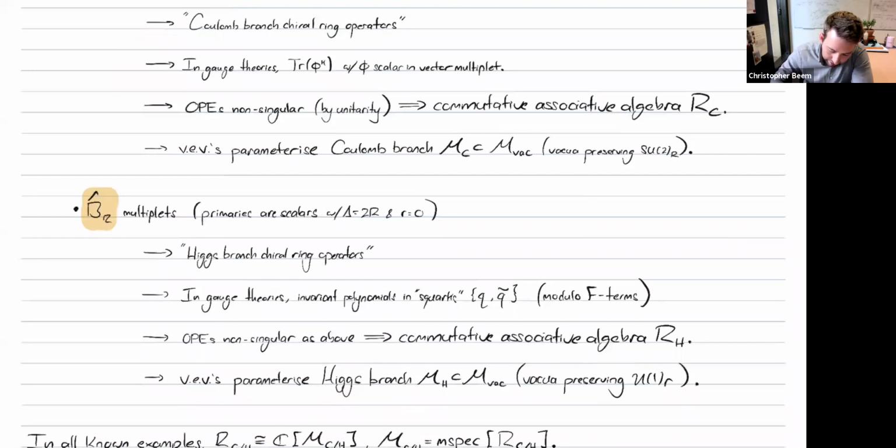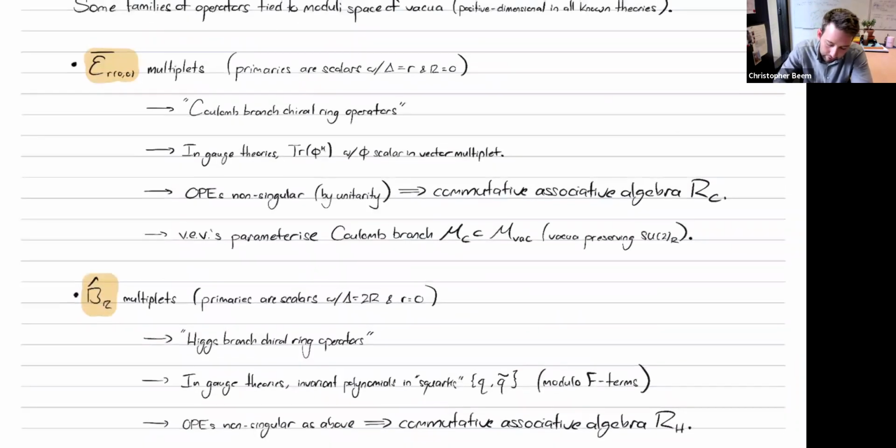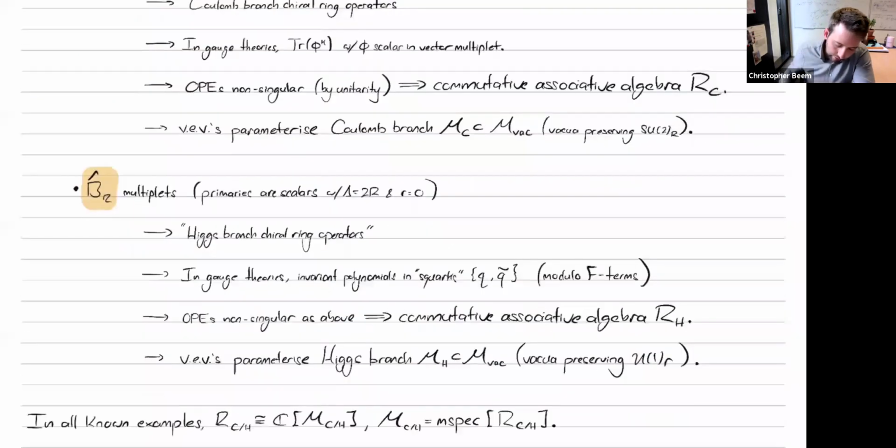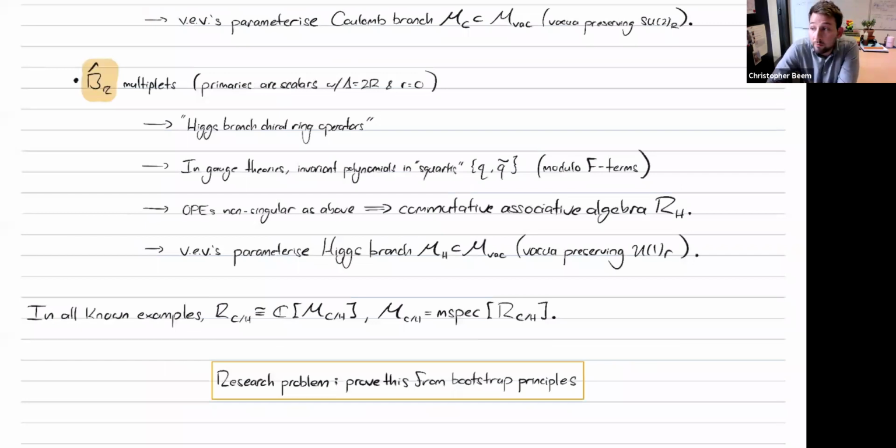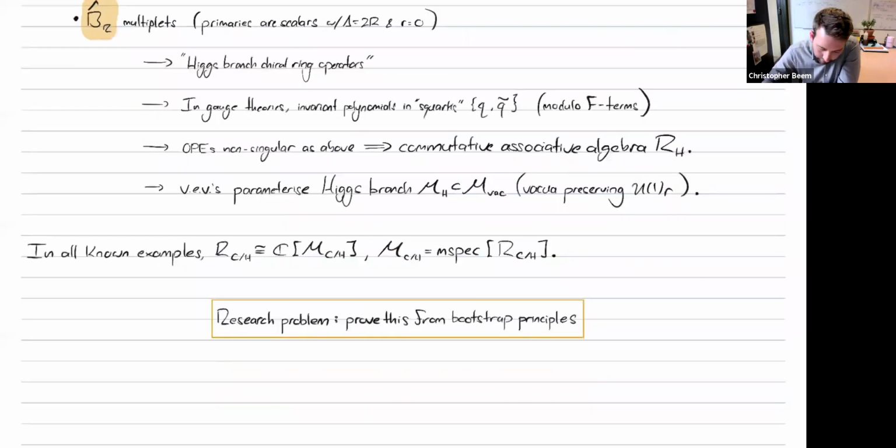And the expectation values of these operators parameterize part of the moduli space of vacua, the so-called Coulomb branch, which is the set of vacua that preserve SU2R symmetry. So remember, these primaries are charged under U1R, but not charged under SU2R. So you can give them vevs without breaking SU2R. And there's a similar story for these B hat multiplets, of which we previously met the B hat 1 in the case of conserved currents. These are what are known as the Higgs branch chiral ring operators.